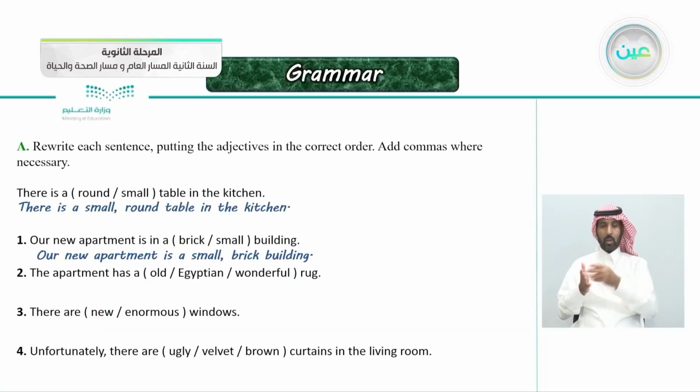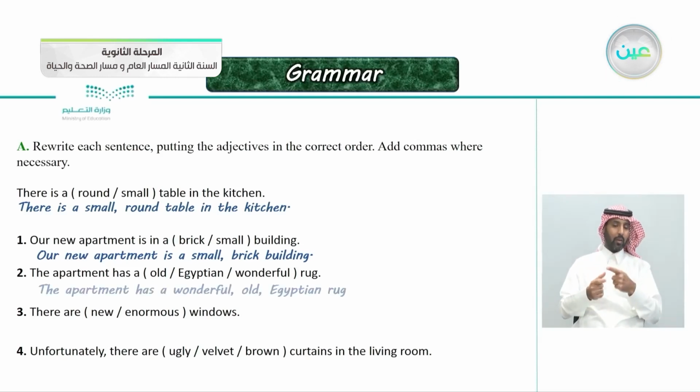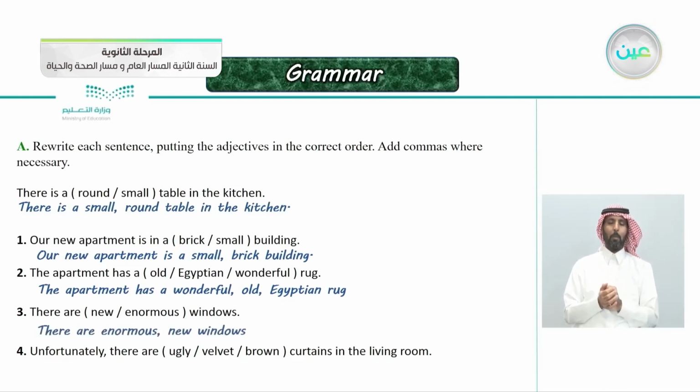Number 2, the apartment has a old Egyptian wonderful rug. So we have 3 adjectives here. So the correct answer here is, yes, the apartment has a wonderful old Egyptian rug. Wonderful, opinion; old, age; Egyptian, nationality; rug. Very good. Number 3, there are new enormous windows. So the correct answer here is, yes, there are enormous new windows. Enormous, size; new is for the age; windows.